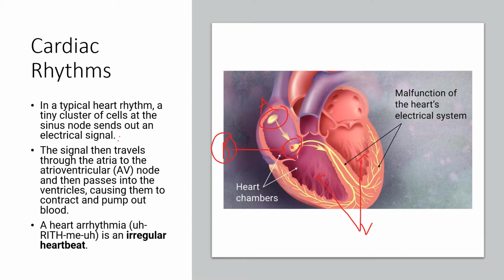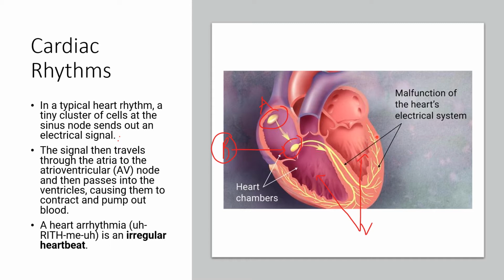atrioventricular, or what is known as the AV node. This letter B, the AV node, is right here. And it then passes through the ventricles. You can see the electrical conduction here, the yellow area. These fibers, and this is where the electrical component stimulates the heart muscles to contract and relax, causing them to pump out blood.